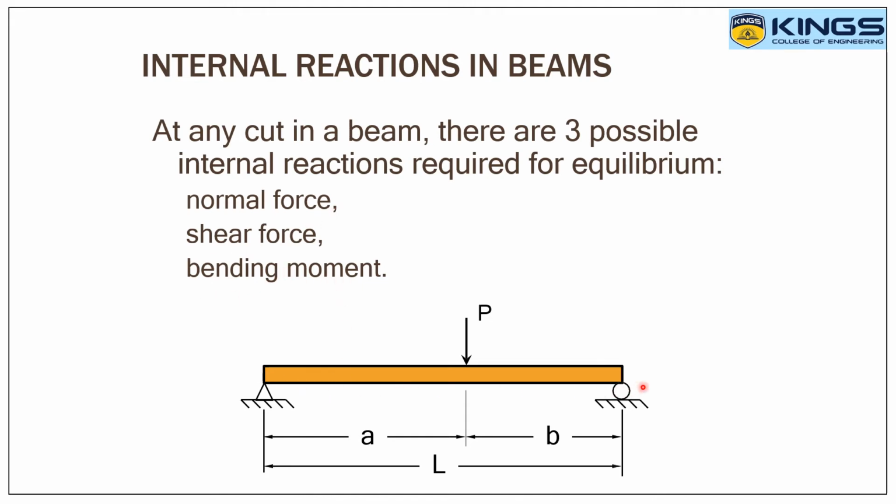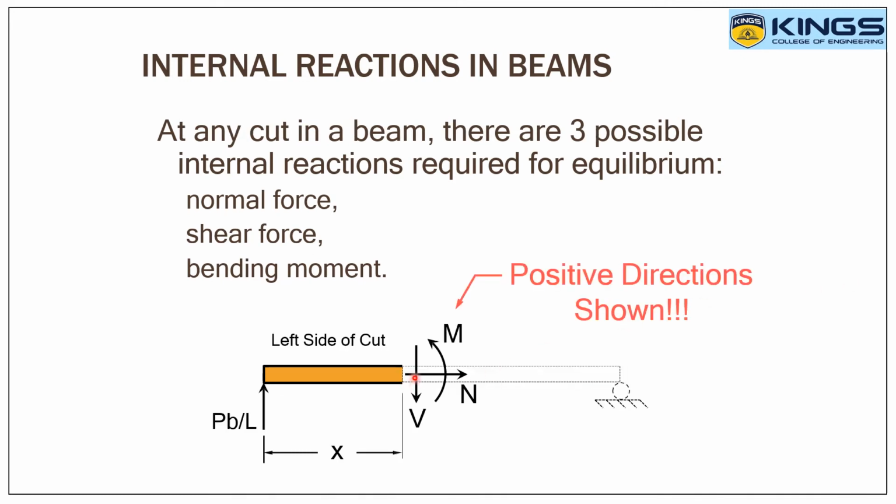So consider this as a beam with a point load or concentrated load at a certain point. The point before the first support will be A, which means the length, and the point after, to the next support, will be B. The entire length will be L. And what are the possible reactions in a beam with this kind of load applied? They are normal force, shear force, and then bending moment.